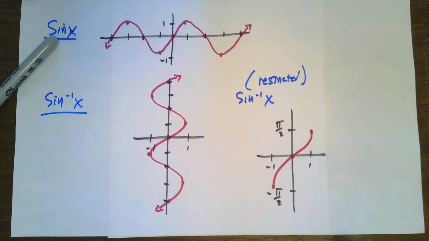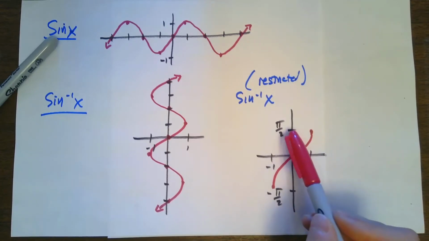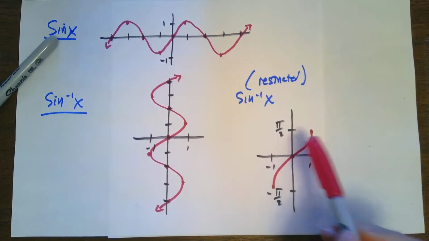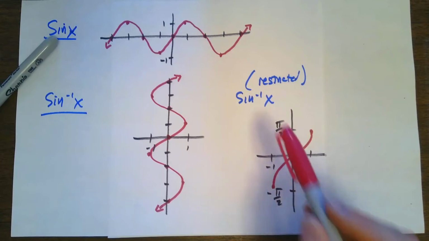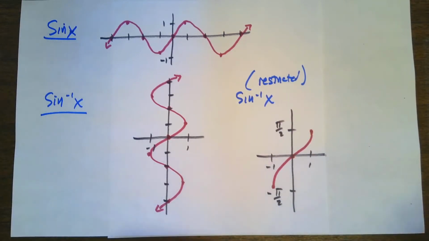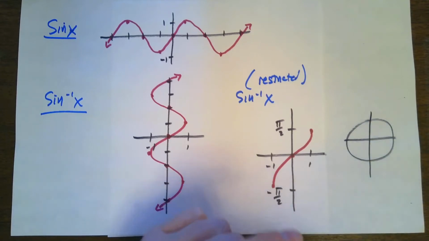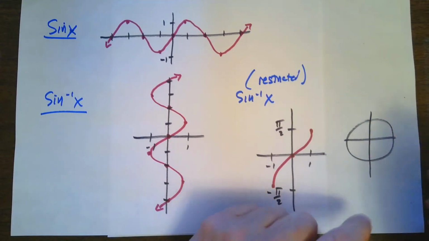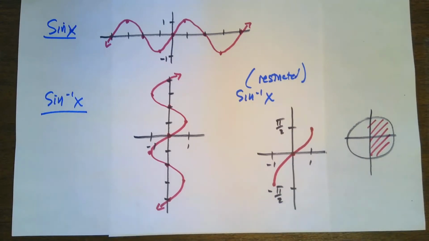So whenever we're talking about inverse sine, we're only going to talk about angles between 0 and pi over 2, first quadrant, and between 0 and negative pi over 2, which is the fourth quadrant. So restricted sine. And here's another way of thinking about it: if I do the unit circle, inverse sine is only going to count angles in the first and fourth quadrants.